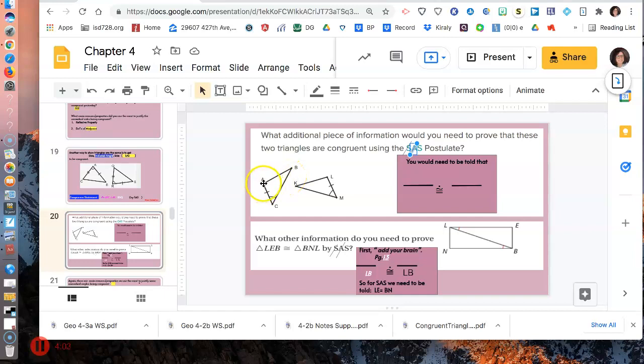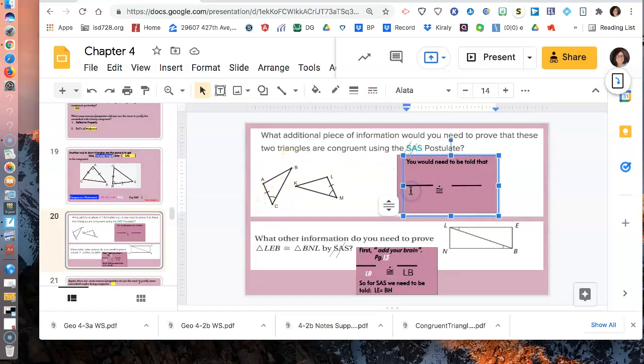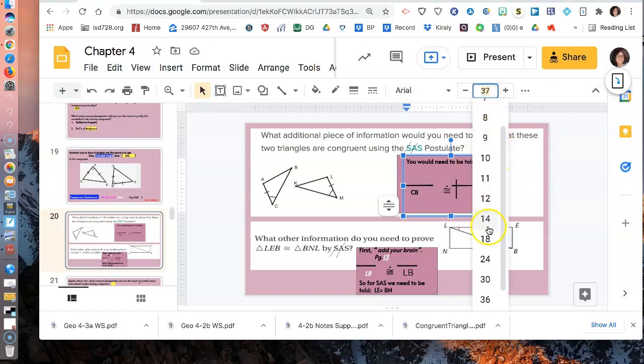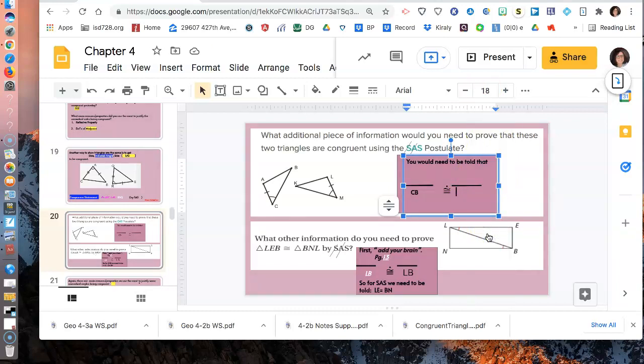So I travel from A to C through the angle without lifting my pencil. I'd have to go C to B. So I would have to know that CB is congruent to, and let's put it in the same order. I don't know why it goes so big on that second one. Let's knock it down to 18. But C to B would be the same as, again, go to match your parts. C goes with M. Look at the single arc in there. And B goes with K.